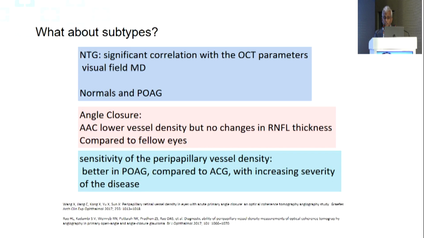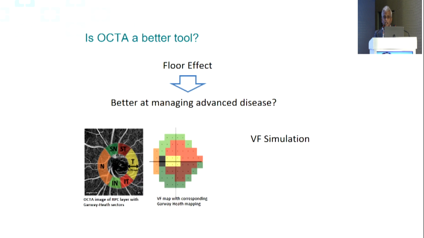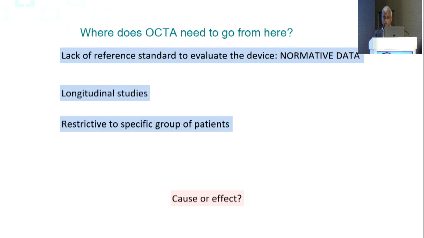NTG showed significant correlation, and so did angle closure. However, the sensitivity is fairly better in open-angle glaucoma compared to angle closure glaucoma. So OCTA is non-invasive and objective. Repeatability is fairly good. It's faster and more objective compared to visual fields, and has comparable discriminant function to OCT RNFL function. Is it a better tool? Probably, with the floor effect not being a challenging factor, it might be a better tool than nerve fiber layer defects. There is, however, a lack of reference standards for evaluating the device because we don't have a normative database to compare it to. Longitudinal studies are required.